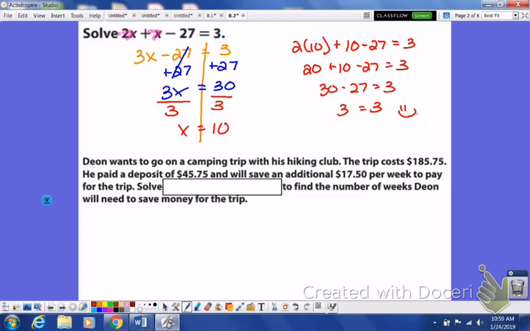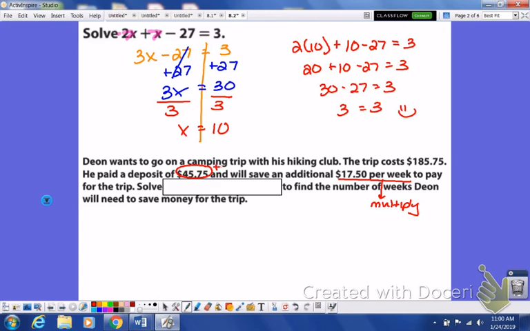Okay, let's look at a word problem. Dion wants to go on a camping trip with his hiking club. The trip costs $185.75. He paid a deposit of $45.75 and will save an additional $17.50 per week to pay for the trip. Okay, so $17.50 per week. That tells us to multiply. He already paid this. We're going to use addition for that.